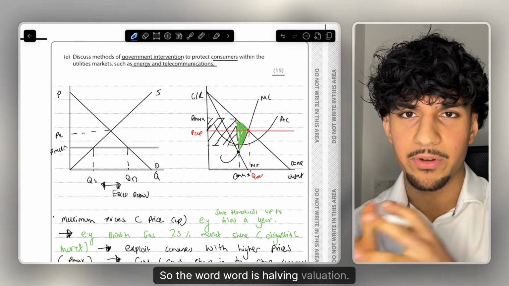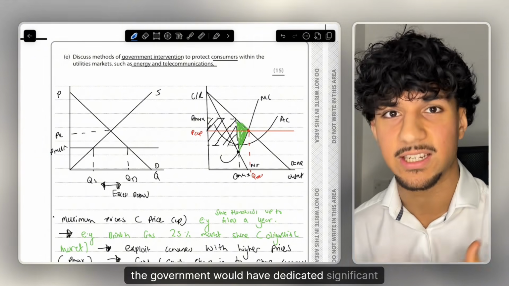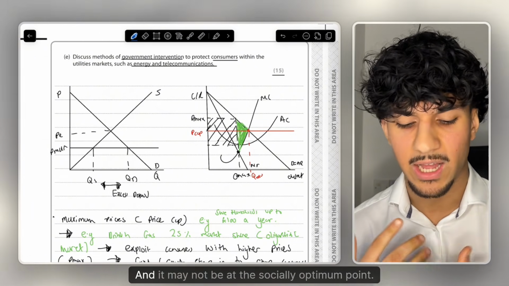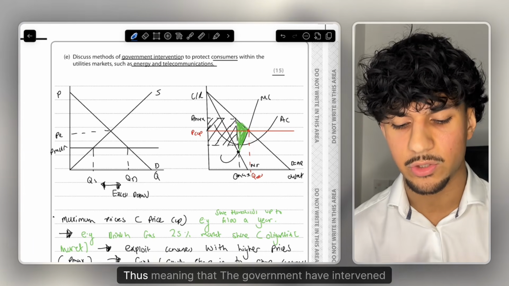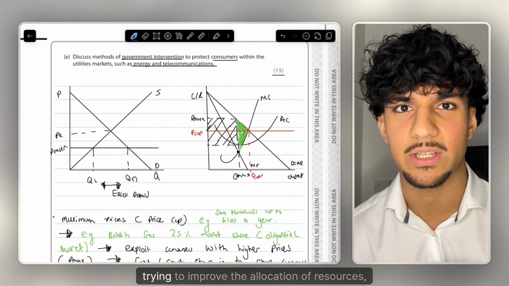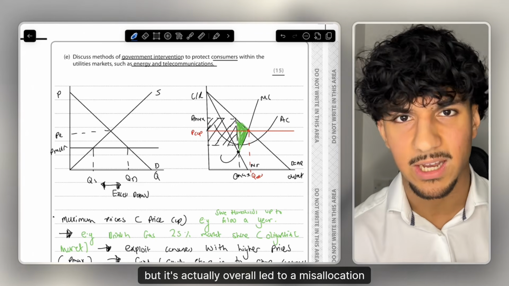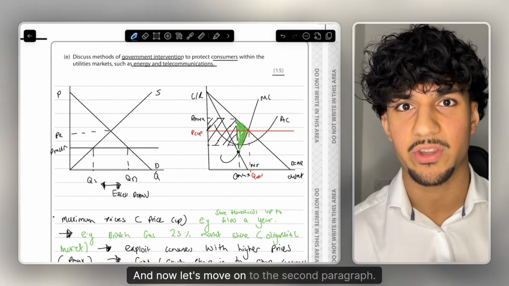So the way I'd word it is, however, evaluation, this depends on the degree of government failure, as the government would have dedicated significant admin costs, significant time to implementing this maximum price, and it may not be at the socially optimum point, it may not be at the best point for society, thus meaning that the government have intervened trying to improve the allocation of resources, but it's actually overall led to a misallocation of resources. But yeah, that's how I'd evaluate this paragraph, and now let's move on to the second paragraph.